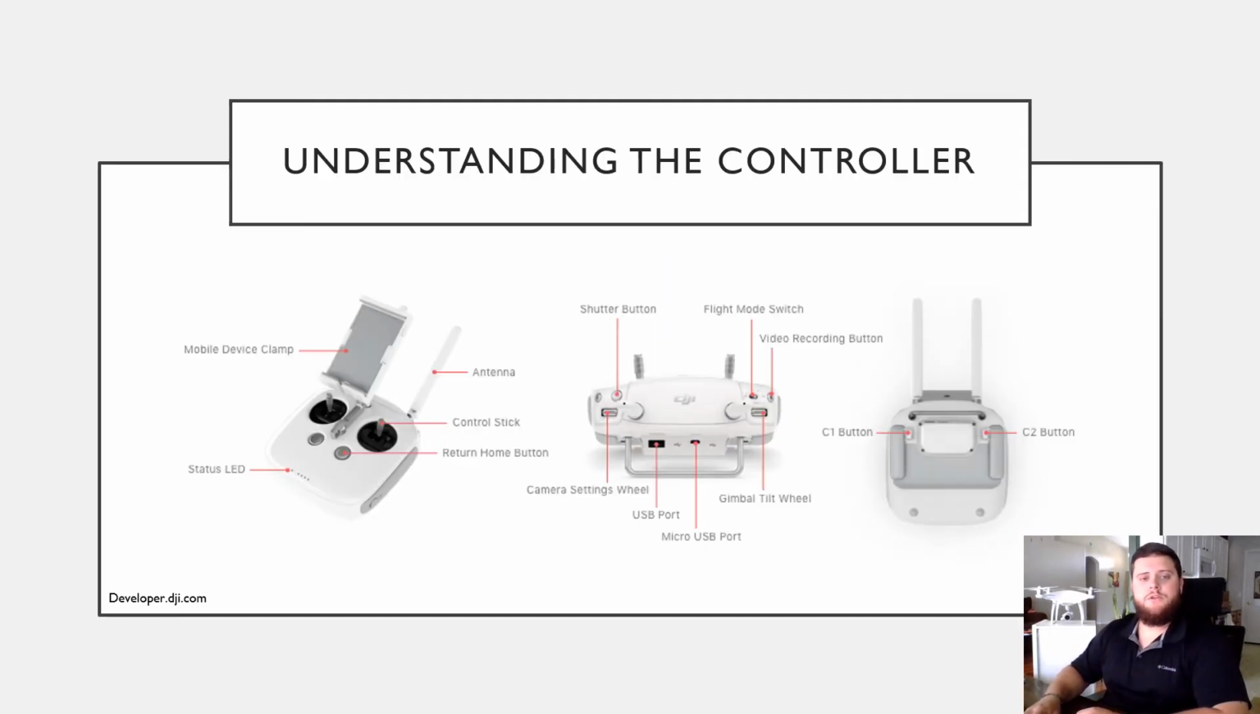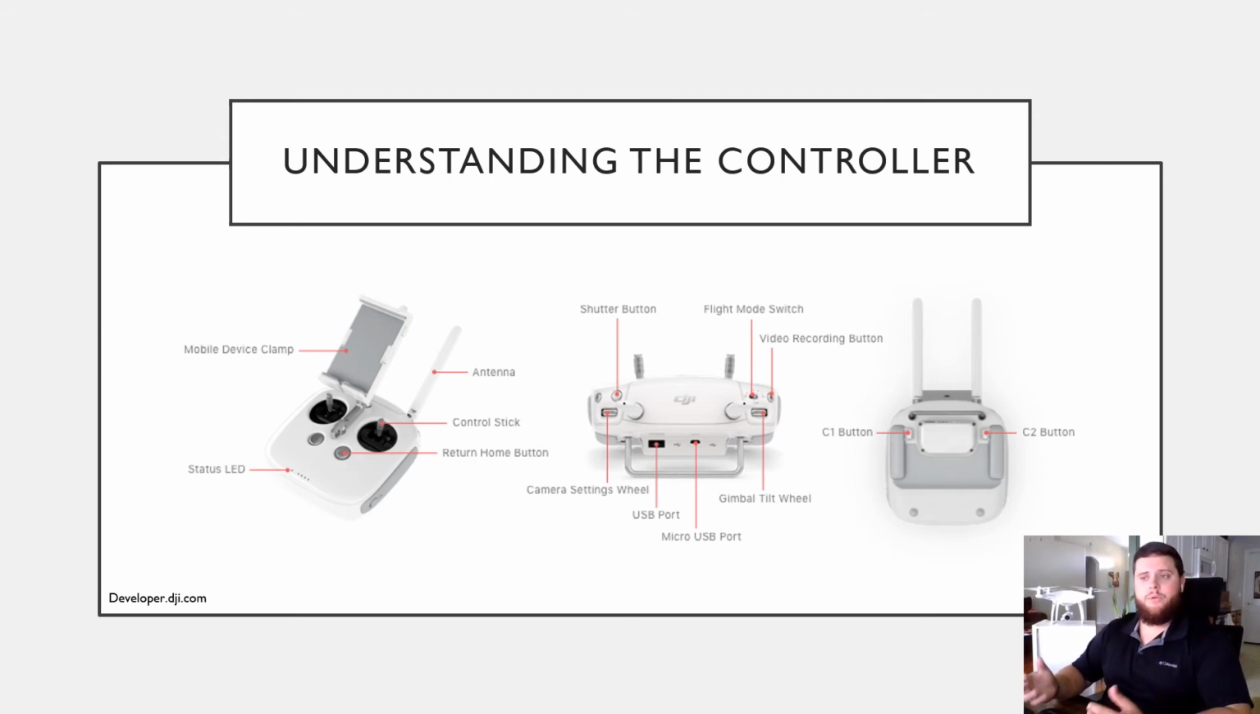So understanding the controller, I'm not going to get too terribly in depth, but basically we have our antennas, our left control stick controls the vertical movement of the drone, meaning we can make it go up, we can make it go down, and then we can also make it yaw, which is actually turning in place.